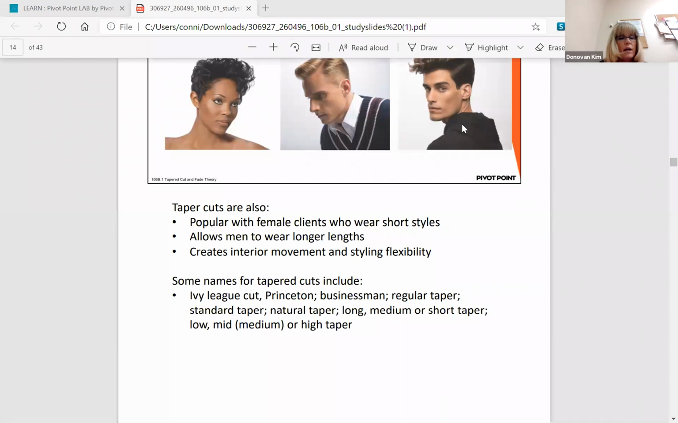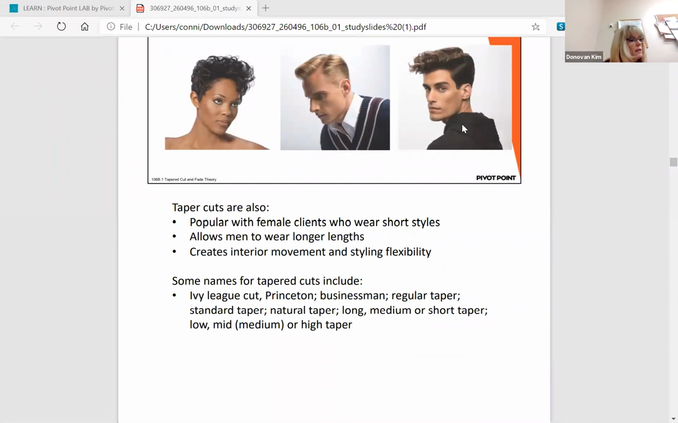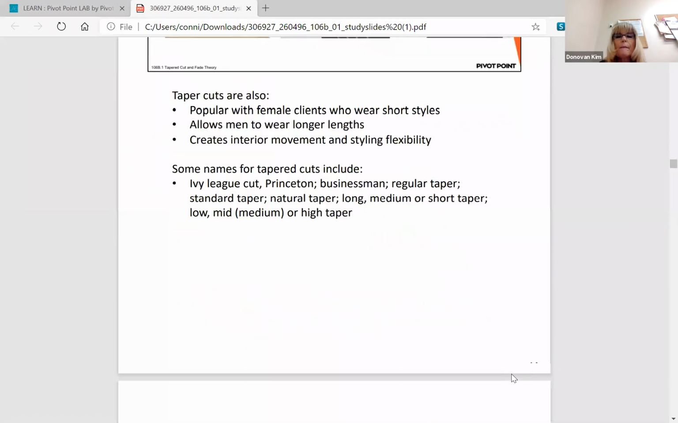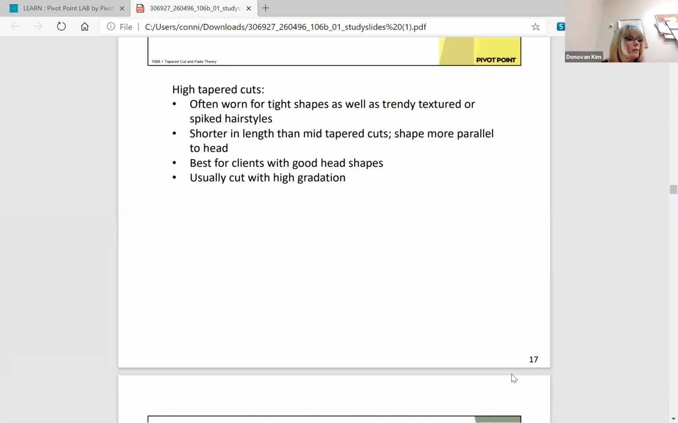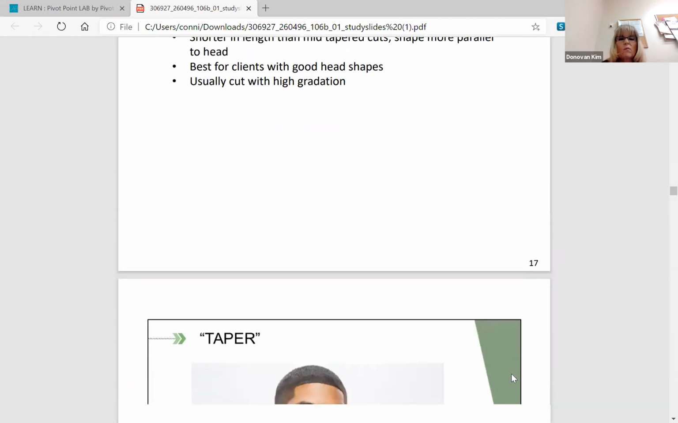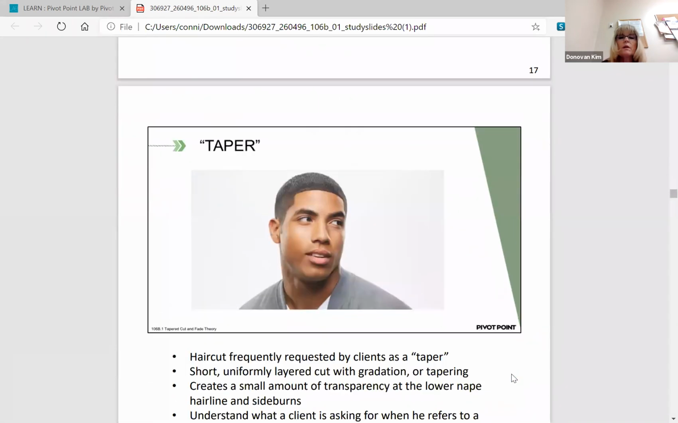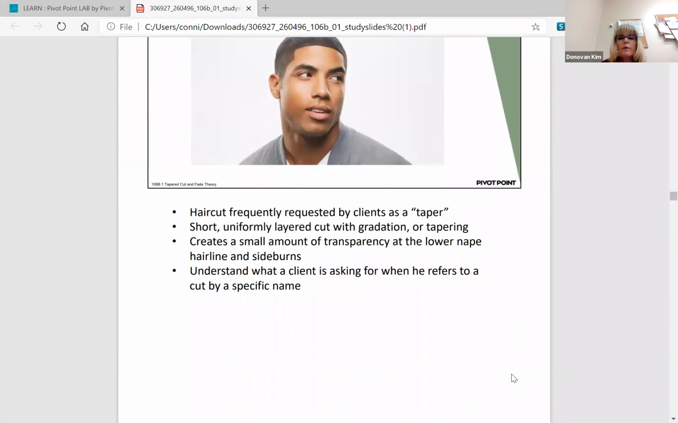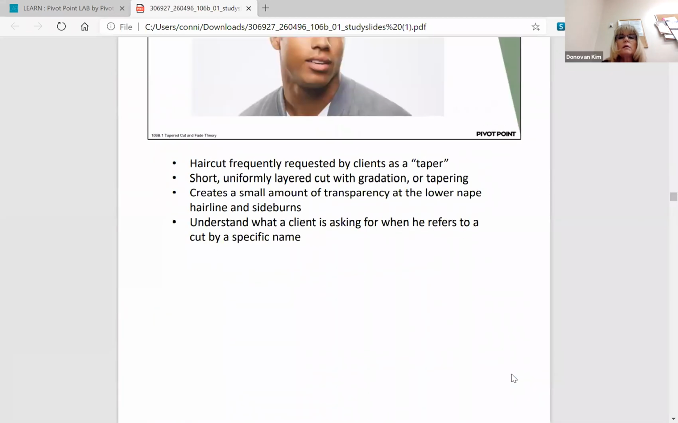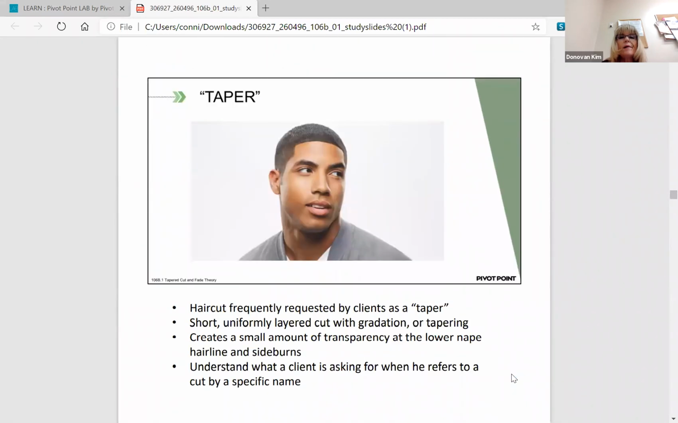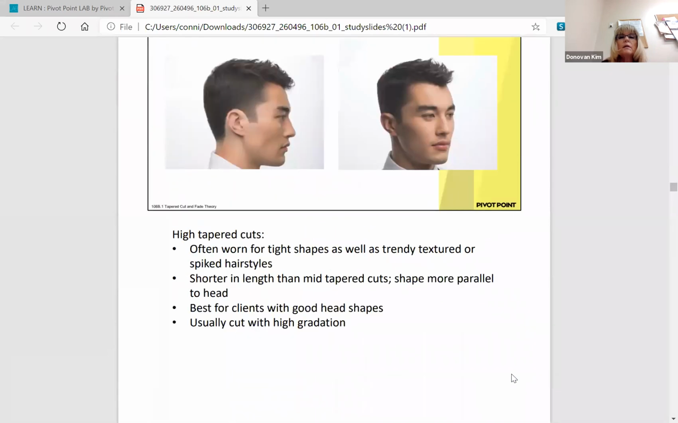Okay, so now, did you guys see this slide? Do you remember seeing this slide? I think I was a little bit farther than that, huh? Yeah. Low, medium, taper. Okay, so we're on fade.